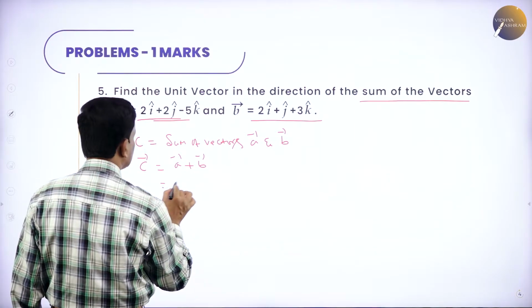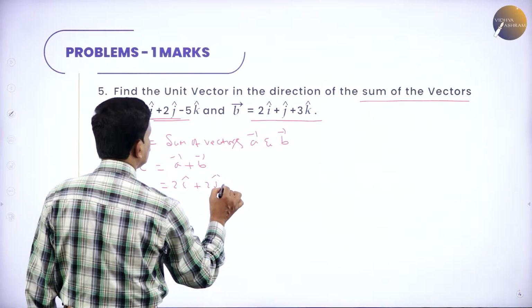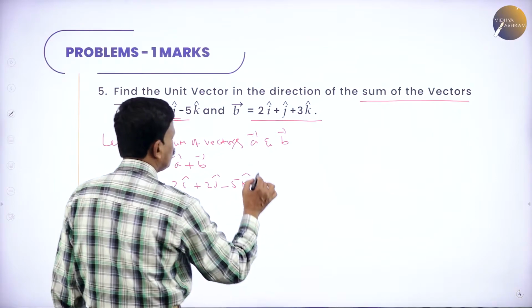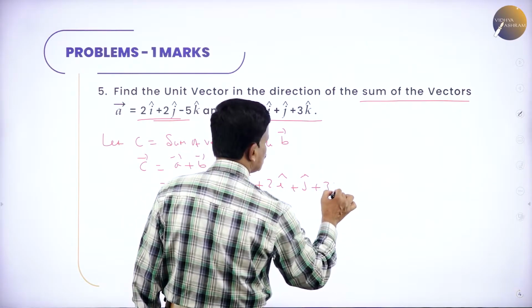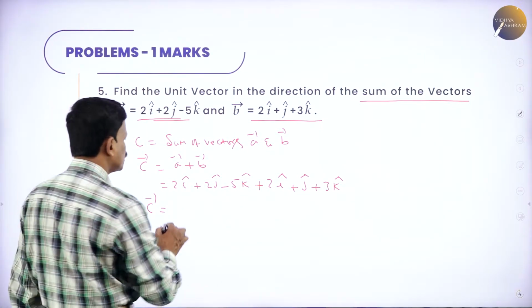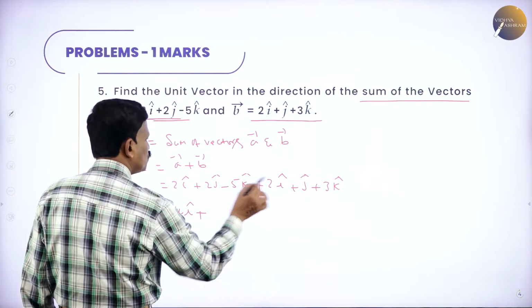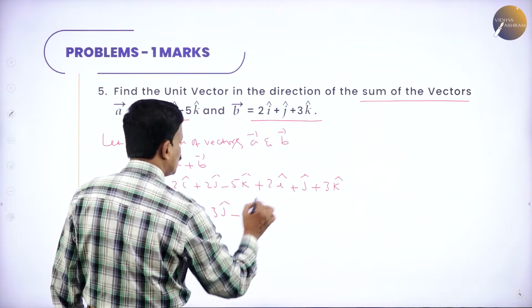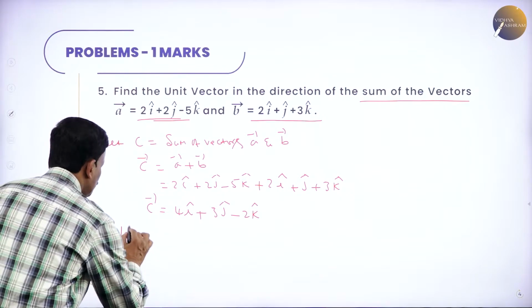Now add. What is vector A? Vector A is 2i plus 2j minus 5k, plus vector B. B is 2i plus j plus 3k. Now this is called addition of vectors. So vector C is equal to 2i plus 2i is 4i, 2j plus j is 3j, minus 5k plus 3k is minus 2k.